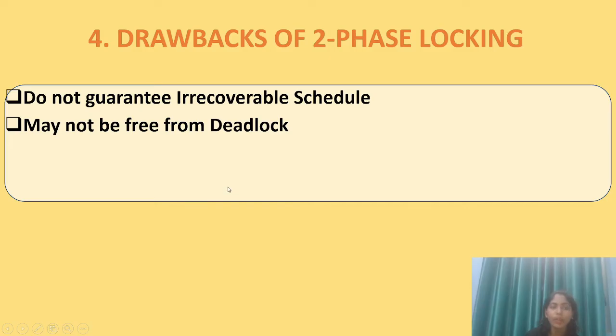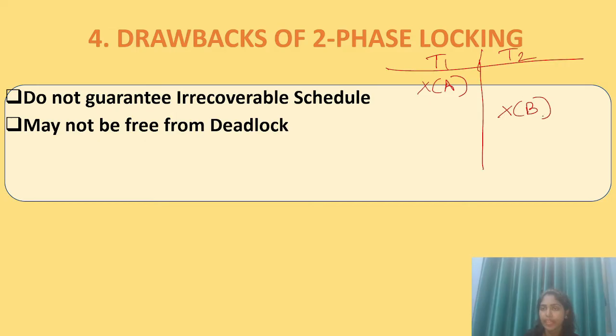Next is it may not be free from deadlock. Now what is the meaning of this? We have a transaction T1 and transaction T2. Now T1 has acquired an exclusive lock on A and T2 has acquired an exclusive lock on B. They are different data items, so both can acquire simultaneously.